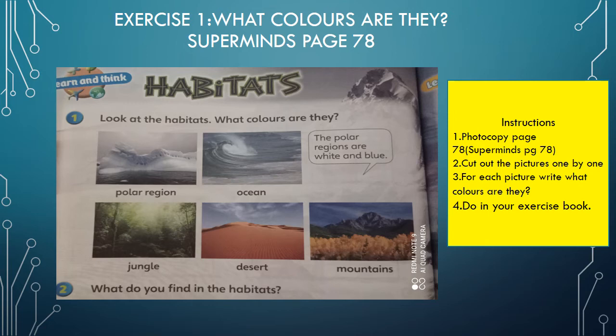For example, you cut out the picture of the polar region, paste it in your book, and write the polar regions are white and blue. Second, number 2, cut out the picture of the ocean and write about the ocean. Number 3, cut out the picture of the jungle, paste and write about the jungle. Desert. Same goes for desert and also mountains.